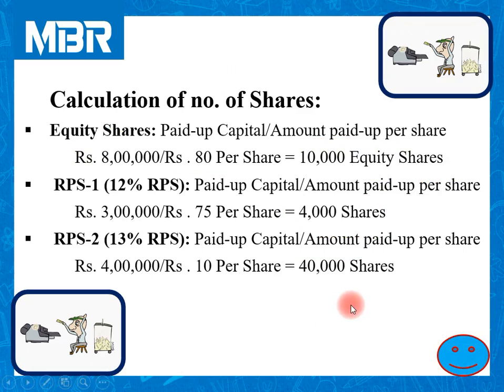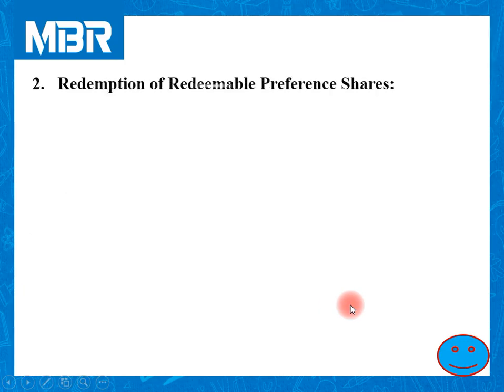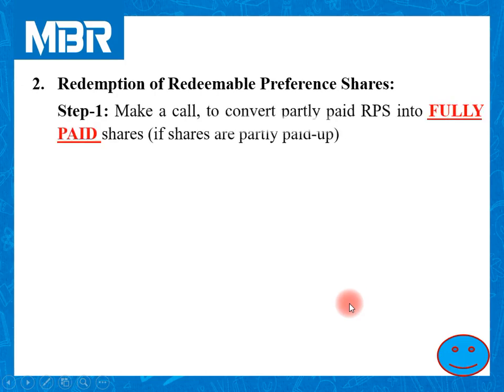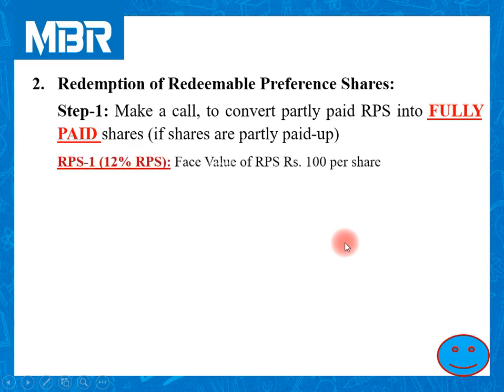Let us start the process of RPS redemption. As you all know, the first and foremost step in RPS redemption is to convert partly paid shares into fully paid up. As per the provisions of the Companies Act 2013, a company cannot redeem its partly paid shares.